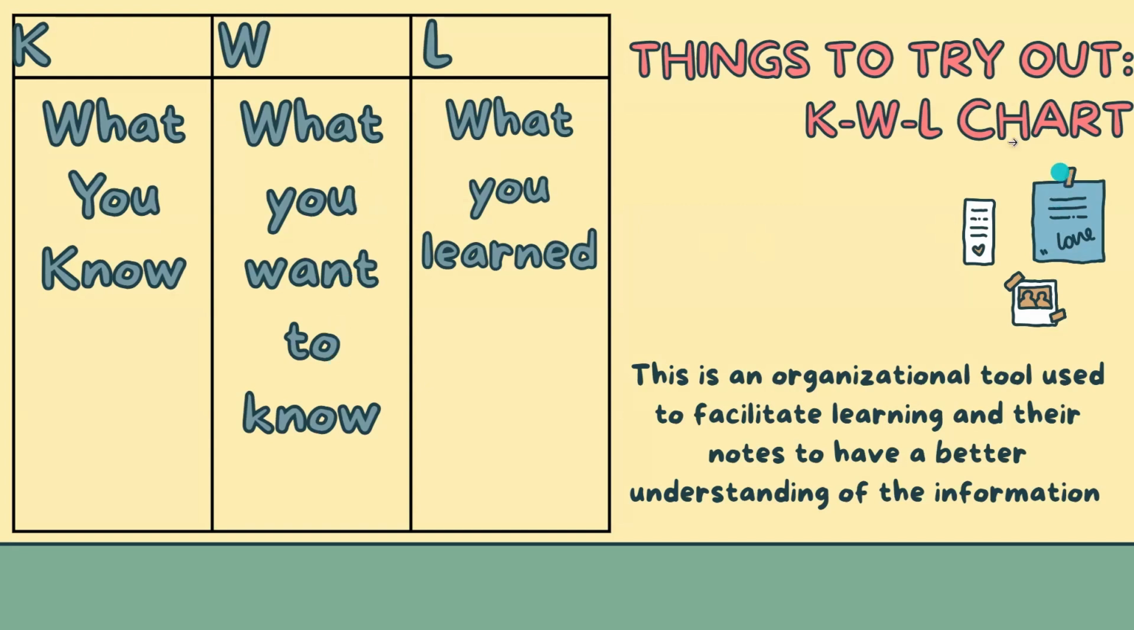And then while you're getting into the book, you're going to go into the W section, which is what you want to know. During this section, you are going to be writing down questions that you may have, things that you want solved. Like, for example, is Goofy a dog or is he not a dog? It's something that you want to know, learn, and understand while you are actively reading the book.